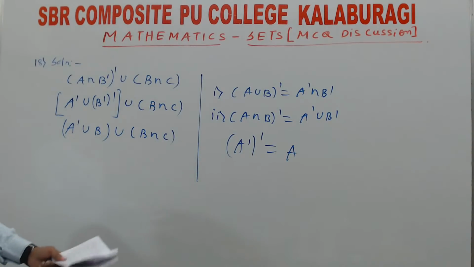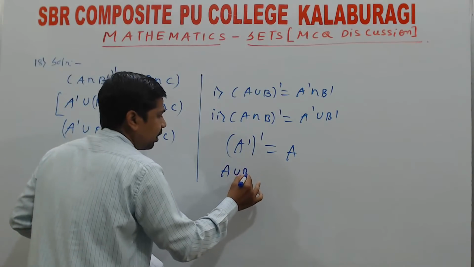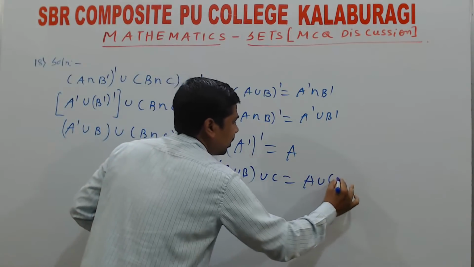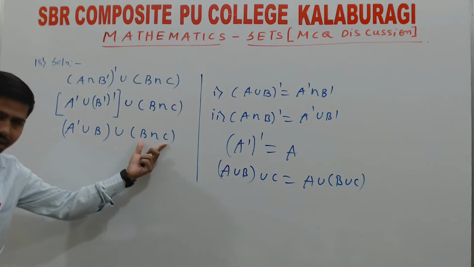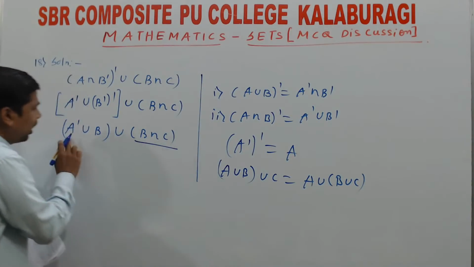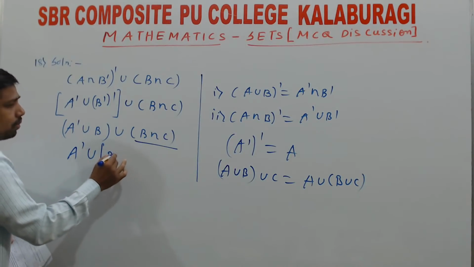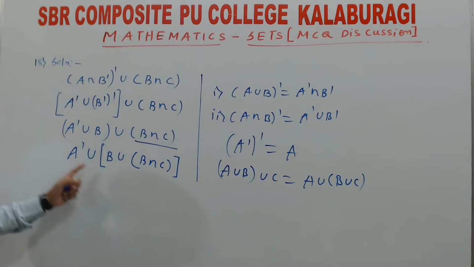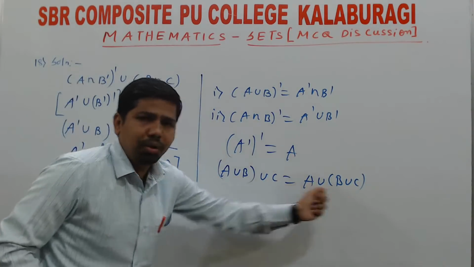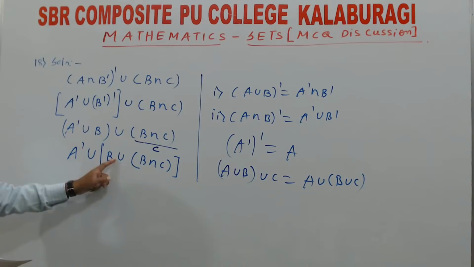So since we know that sets satisfy the associative property, (A ∪ B) ∪ C is the same as A ∪ (B ∪ C), let us apply the associative property. So A' ∪ B ∪ (B ∩ C): I am applying the associative law, so this is A' ∪ (B ∪ (B ∩ C)). This total I am taking as one set.